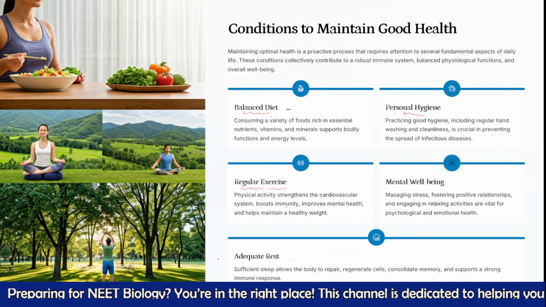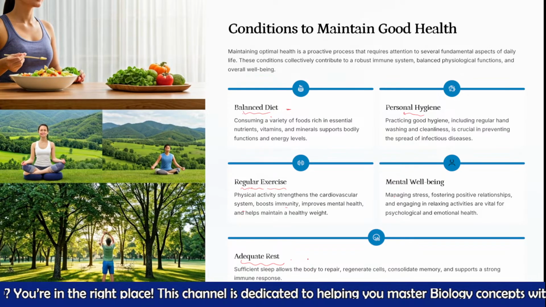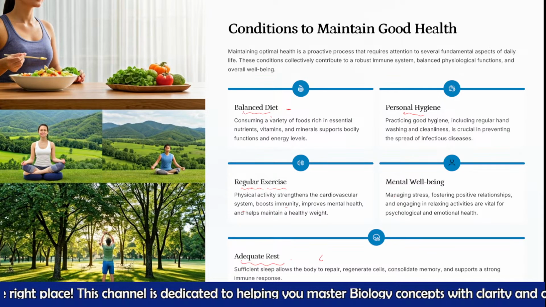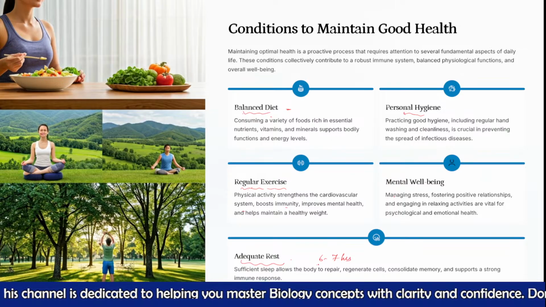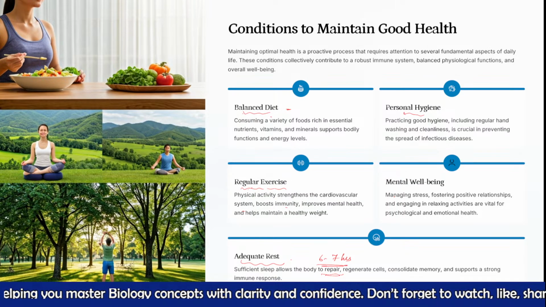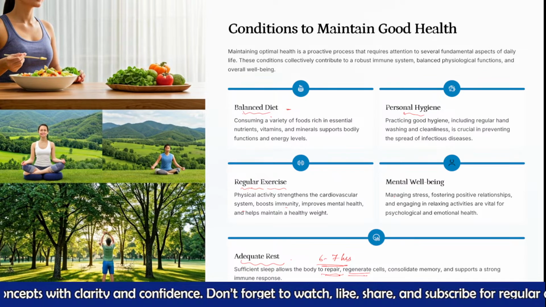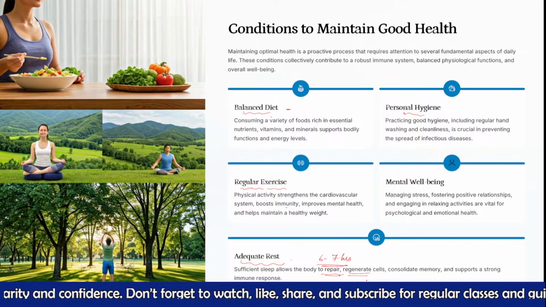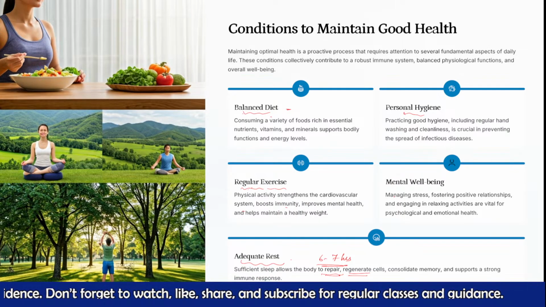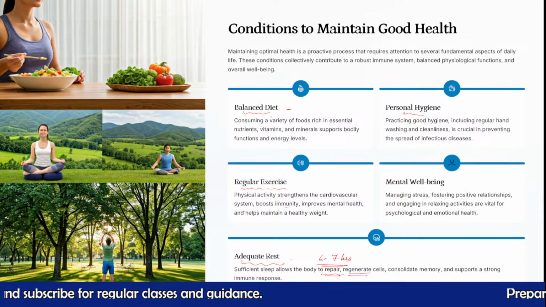Then at last, adequate rest should be there. We should sleep sufficiently, at least 6 to 7 hours per day. During sleeping time, our body will repair the body's cells, regeneration of the cells takes place, our memory power will improve, and our immune system also will be improved. So there should be adequate rest. So these are the conditions necessary to maintain good health.